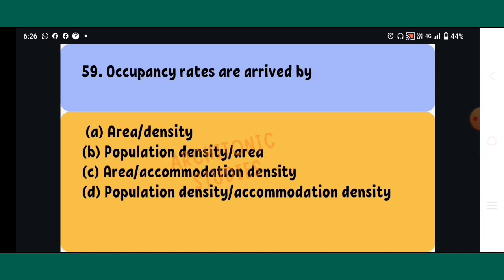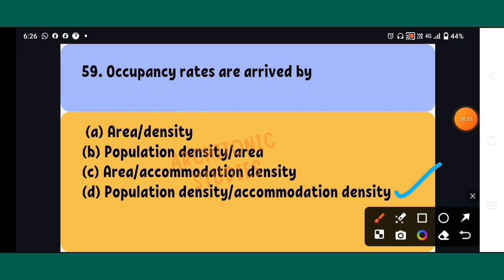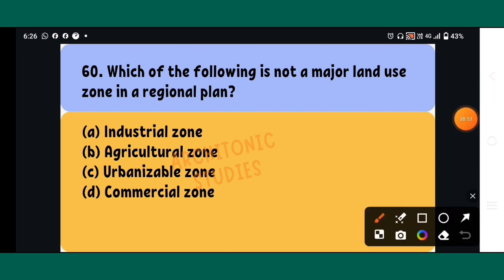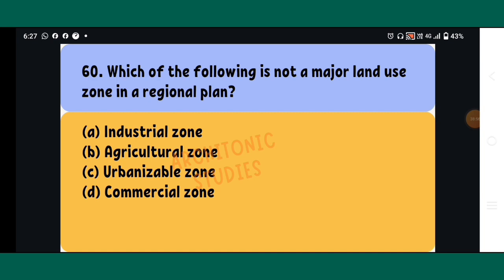Next question: occupancy rates are arrived at by area density, population density, area accommodation density, or population density, accommodation density. And the answer is D, population density, accommodation density. Next question: which of the following is not a major land use zone in a regional plan? Industrial zone, agricultural zone, urbanizable zone, or commercial zone. And the answer is D, commercial zone.